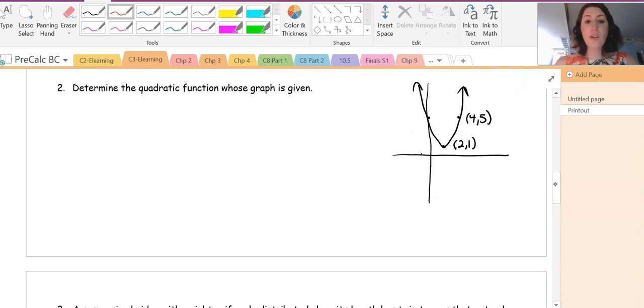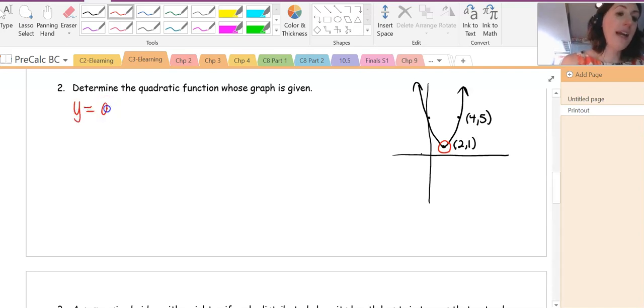Determine the quadratic function whose graph is given. Well, what you should notice here is that you do have the vertex. So writing a quadratic function in vertex form would be great. Our problem is that we don't have our a value, so that's something that we do want to find.